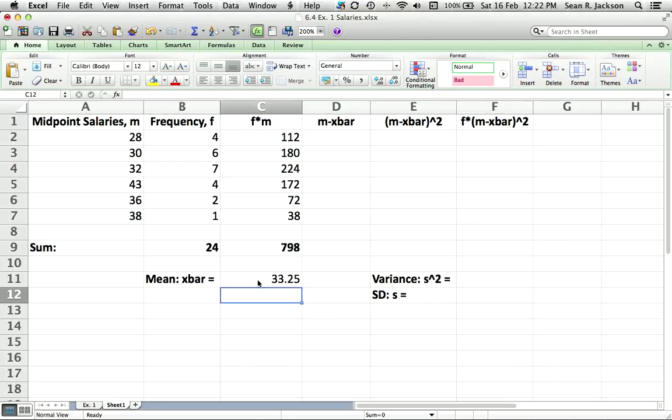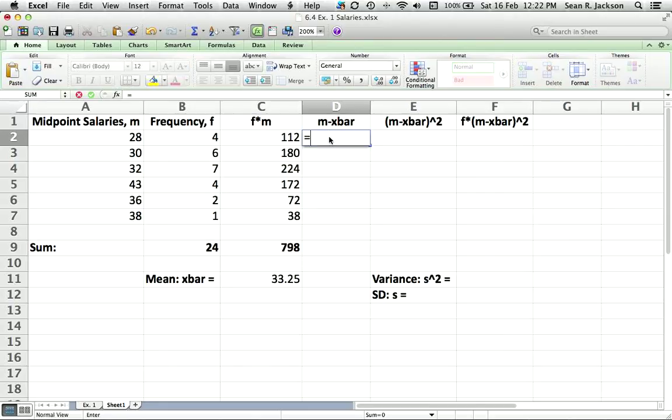So the mean for these salaries is basically about $33,000. Yep. So now let's go into M minus X bar, and we know we want to type in our equals. And then we'll select the midpoint for that row, and we'll subtract our X bar. Now let's go in there, Ms. Jackson, let's do absolute cell referencing, because we don't want this to change.